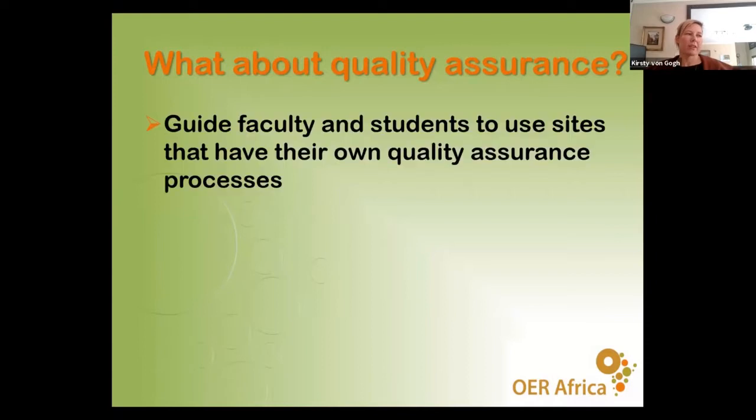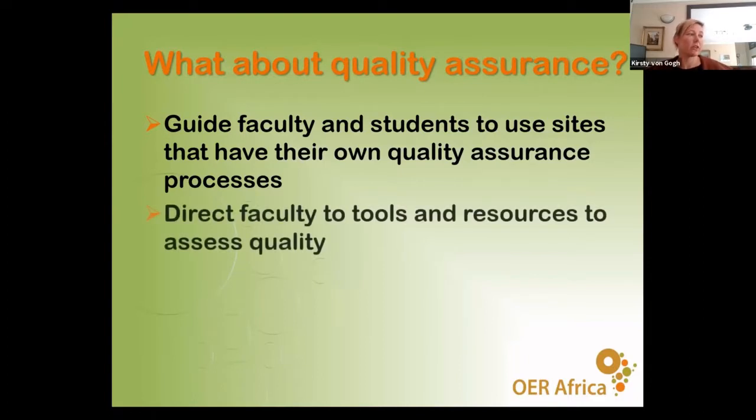You can guide faculty and students when they ask about quality assurance. You can guide them to use sites that have quality assurance processes, like OER Africa. I'll show you some sites that do quality assure content. You can also direct them to tools and resources to assess quality. Some people have created rubrics to assess the quality of OERs, and these might be quite useful for faculty.